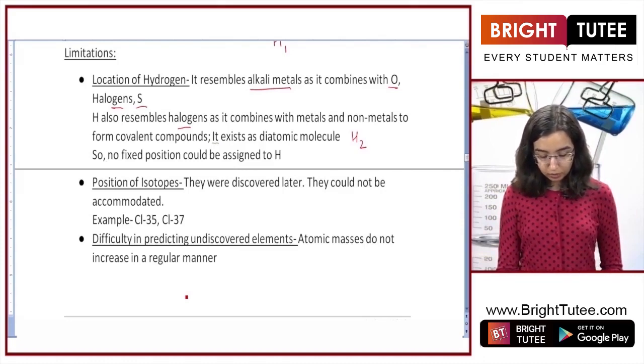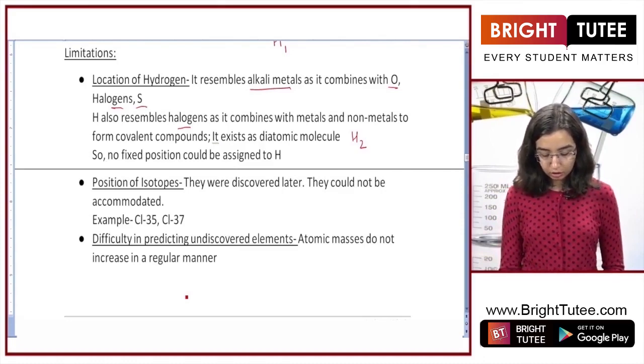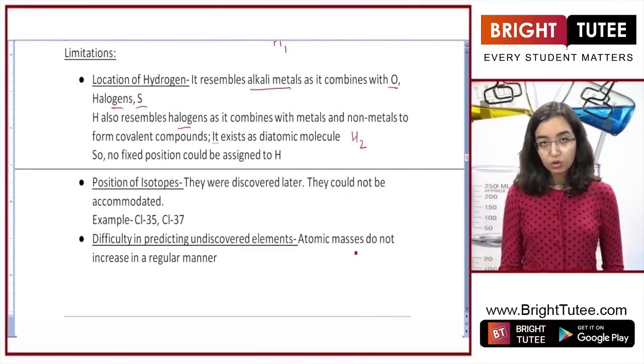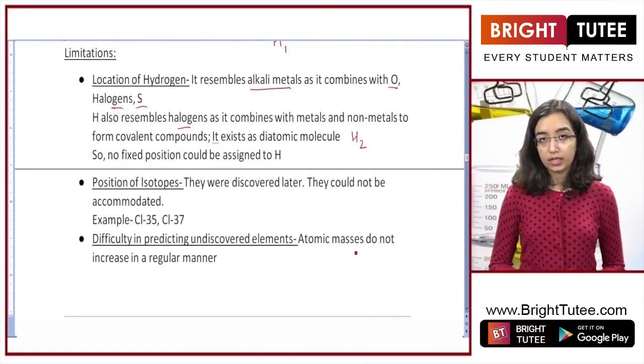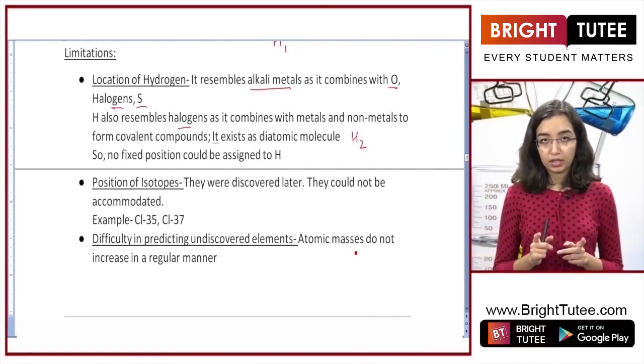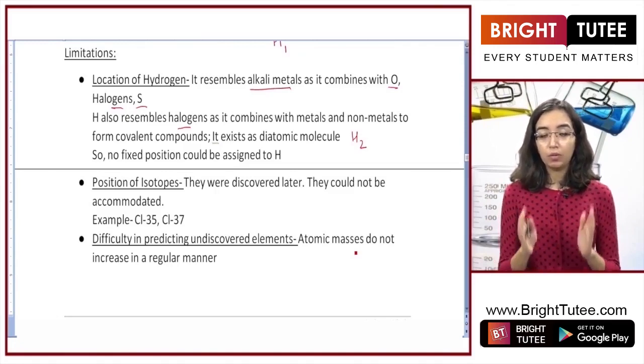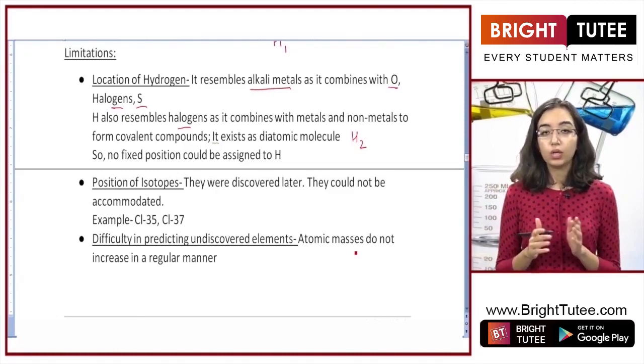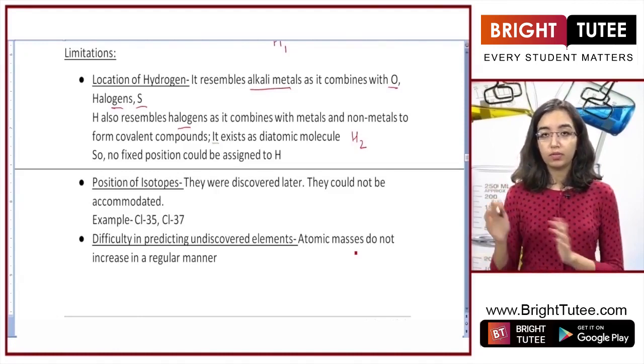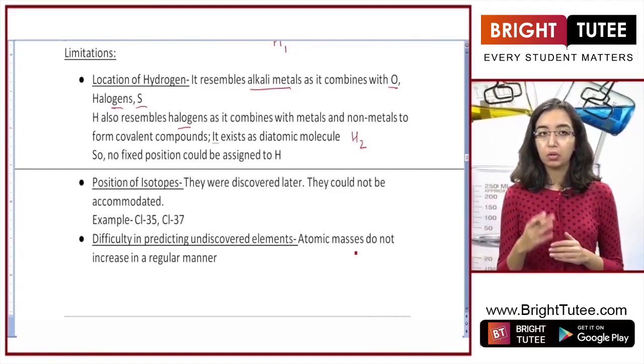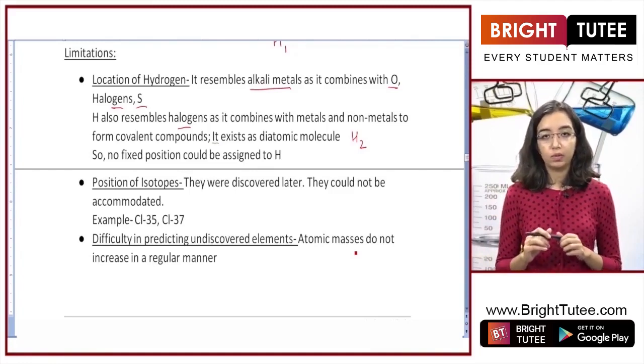Another issue with Mendeleev's classification was the difficulty in predicting undiscovered elements. We did not know how many more undiscovered elements lie between two elements. Because atomic masses are not whole numbers, we do not know how many more elements can exist between two elements, if at all. So it was not clear what spaces we have available for new elements, and so we did not know what the new elements are and how we would be able to study them.